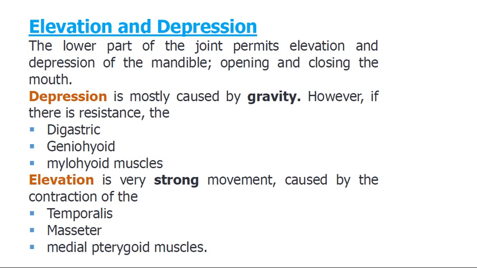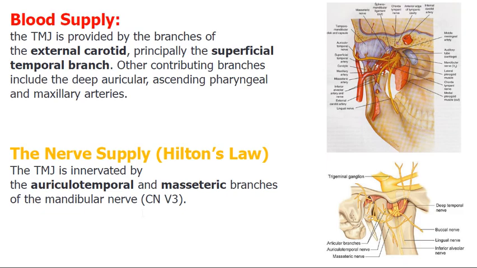The suprahyoid muscles will pull the mandible downward and cause depression and opening of the mouth, while the elevation movement is more powerful, caused by the contraction of the temporalis muscle and the masseter muscle, and the medial pterygoid also participates in closing the mouth. So these are the movements that happen at the lower compartment of the TM joint.